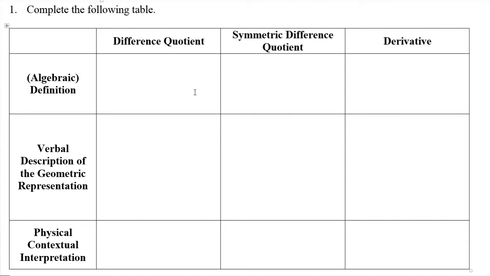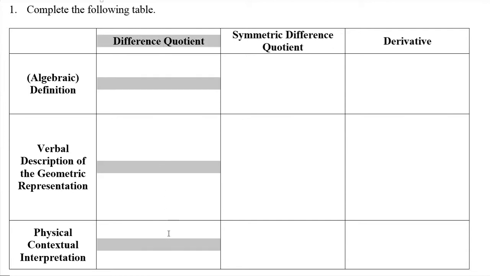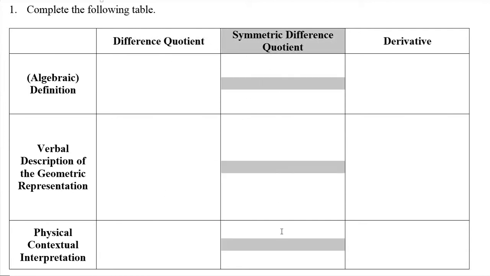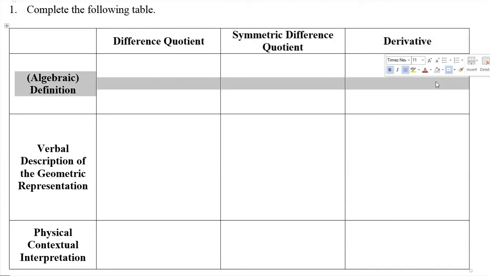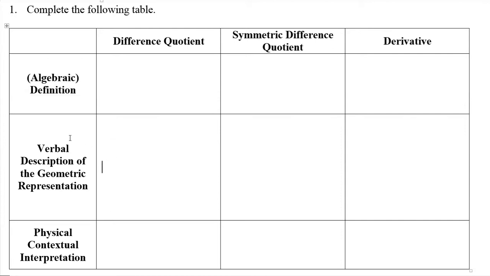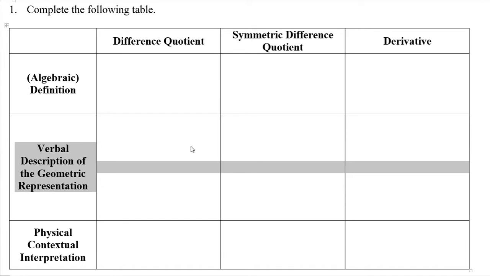The first thing that I want you to do is to complete this table. Notice that I'm asking about the difference quotient in this column, symmetric difference quotient here, and derivative in the last column. The first row is asking for the definition. The definition is an algebraic formula, so be sure you put that in there. Then the next row is the geometric representation, actually just a verbal description. You don't necessarily have to draw any pictures, but you have to explain what would be happening on the graph. So it's sort of a graphical representation.